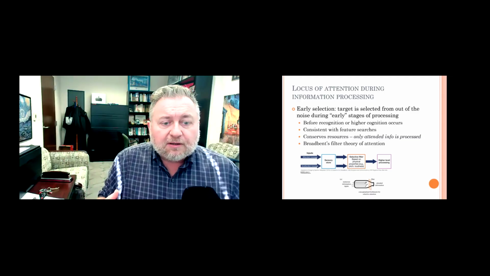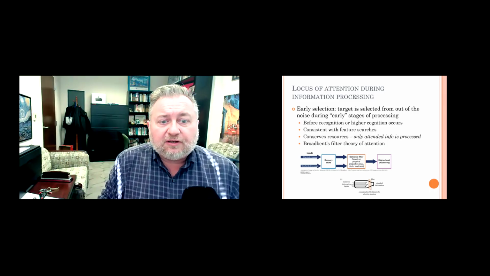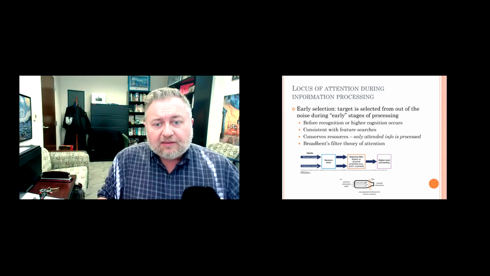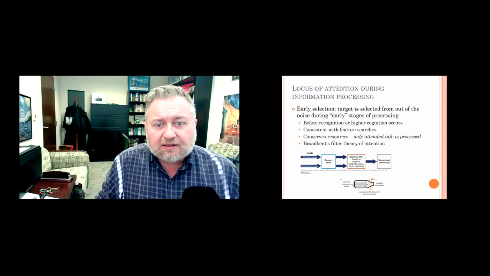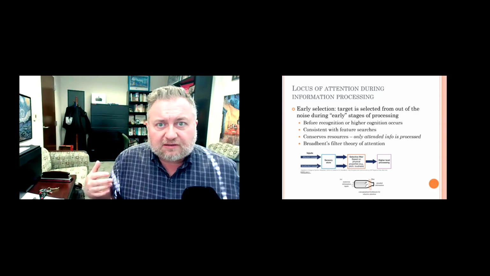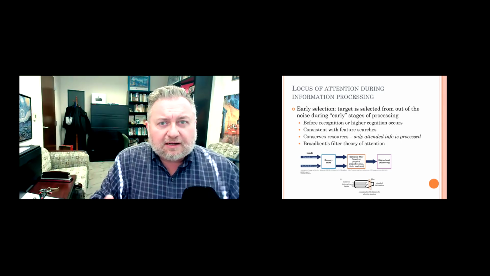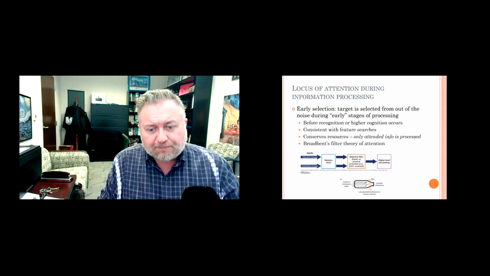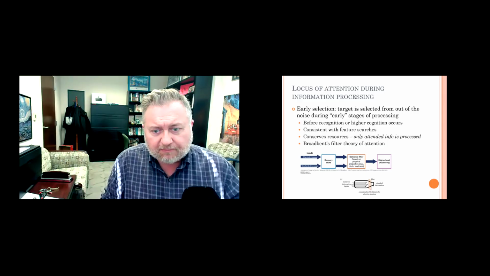And that's what early selection means here. So an early selection theory of attention suggests that background noise, distraction, things that are task irrelevant are going to get removed from the sense data coming in before it ever gets into higher cognitive processing, right? That's kind of what we're seeing with that bottleneck diagram at the very bottom.